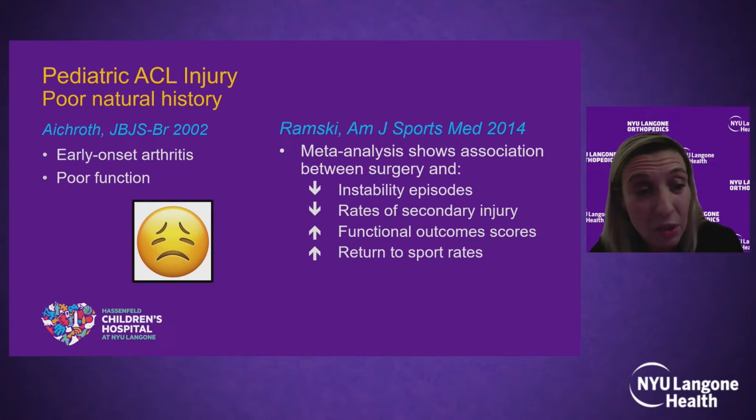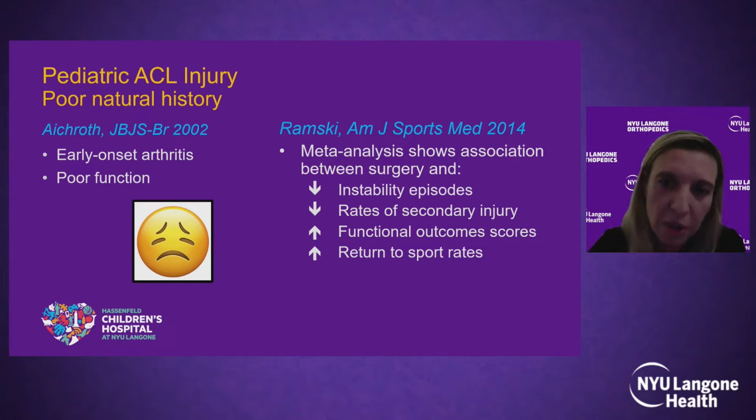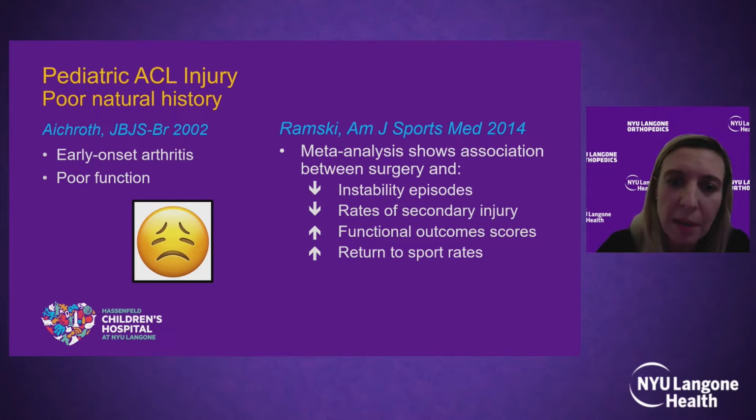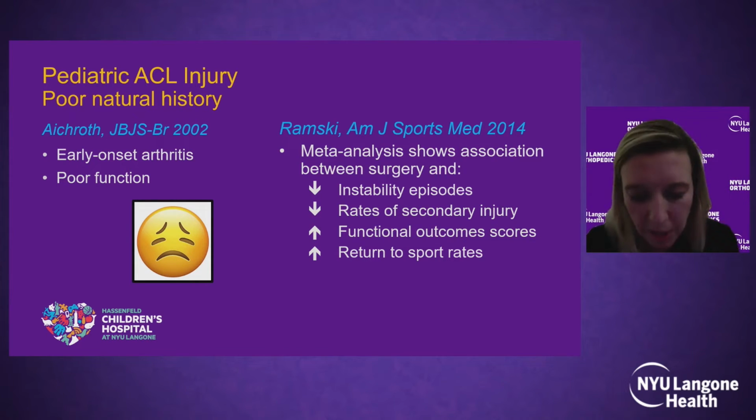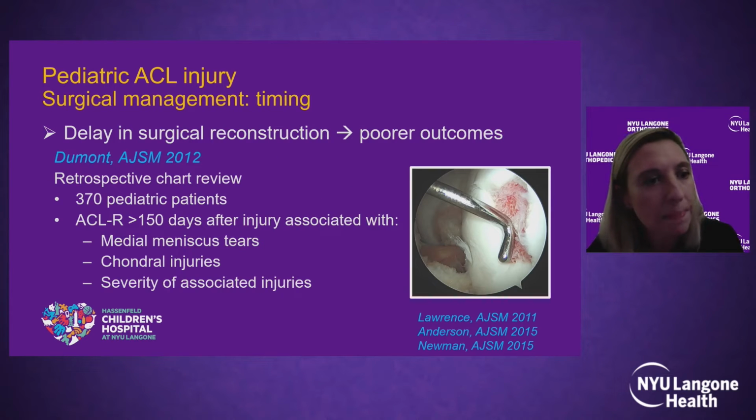We've known this since 2002, actually, when Aichroth showed us that patients treated as such had early onset arthritis and poor function. The more recent meta-analysis demonstrates fewer instability episodes, lower rates of secondary injury, higher functional outcome scores, and higher return to sport rates for kids who were treated with surgical reconstruction despite their skeletal immaturity.